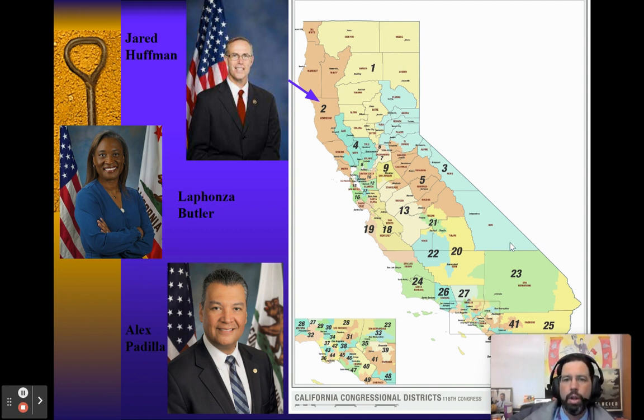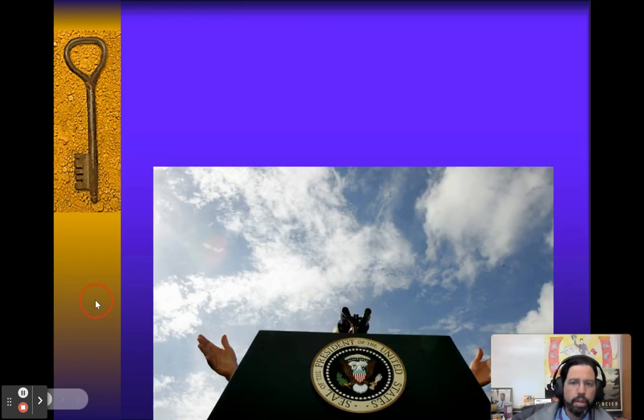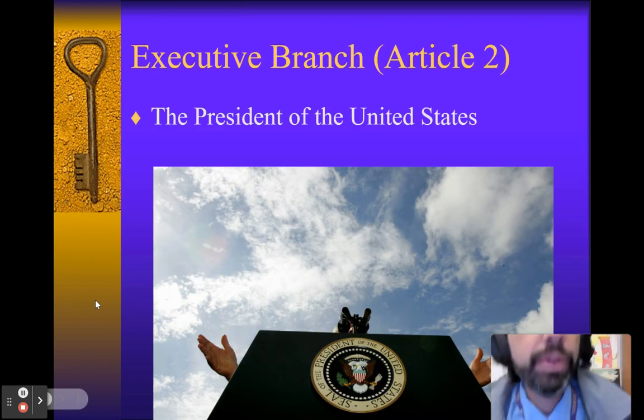Who decides these districts, like how they're shaped? It is done independently in California. It is not done by any partisan legislature. Okay. Now, Article 2 talks about the executive branch.